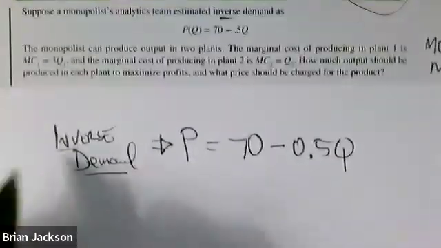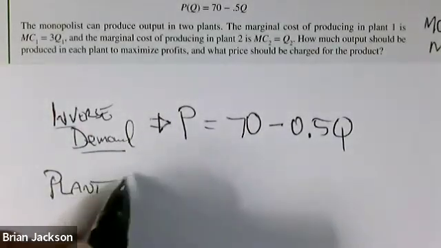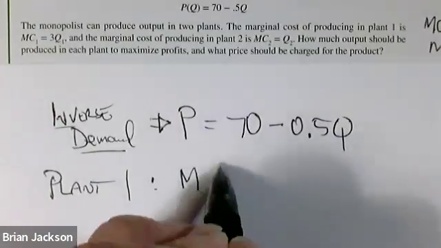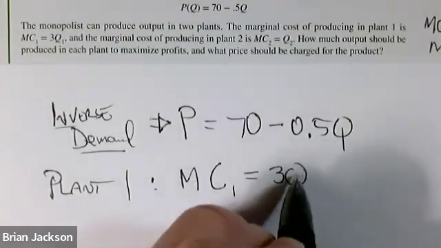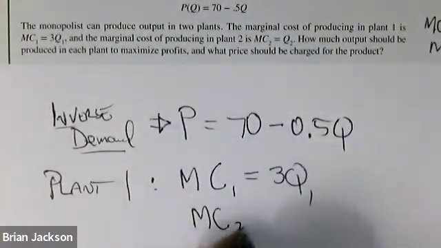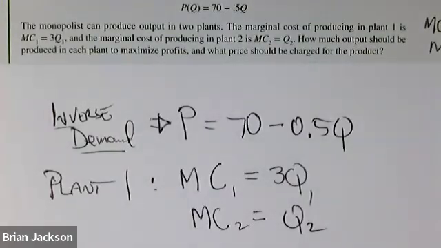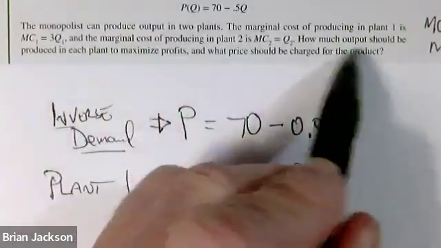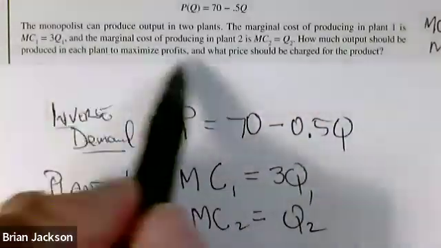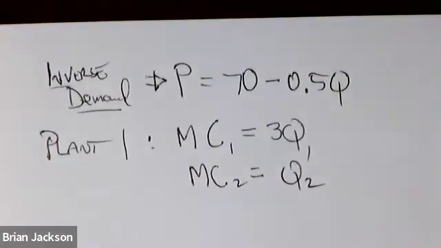Then they give you two plants, so they give you the marginal cost of each plant. The marginal cost of plant number one is 3Q1, and the marginal cost of plant number two is simply Q2. So these are the outputs of the two plants respectively. What they ask us to do here is how much output should be produced in each plant to maximize profits, and what price should be charged for the product.